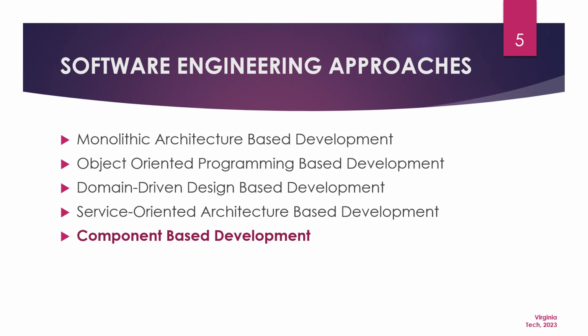Various software engineering approaches are available to software developers today. Here, we will look at some common ones. In the monolithic architecture-based development approach, the entire system is built as a single interconnected unit, where all of the product's code typically resides in a single repository, and any changes to the system require rebuilding and redeploying the entire system. In the object-oriented programming-based development approach, the focus is on creating software systems through the use of objects that can communicate with each other through well-defined interfaces.